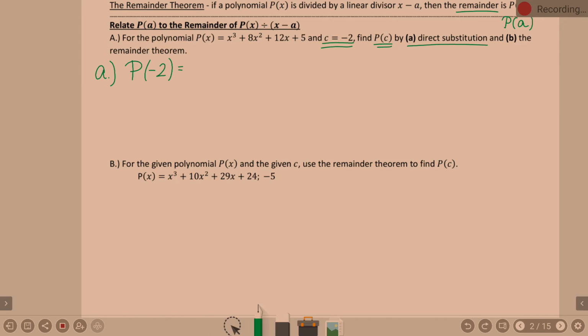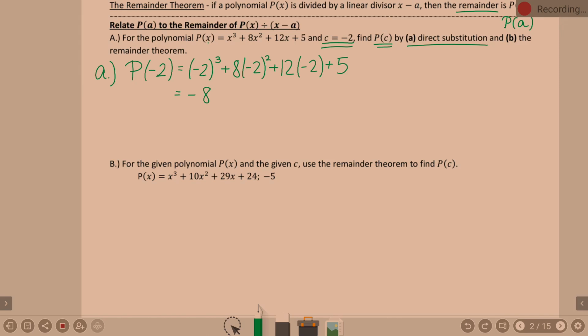So, in P of X, every place I see an X, what are we going to replace with? -2. So, we can do -2 to the third plus 8 times -2 squared plus 12 times -2 plus 5. Doable, yes. Let's do the math real quick. -2 to the third is -8. -2 times -2 is 4 times -2 is -8.